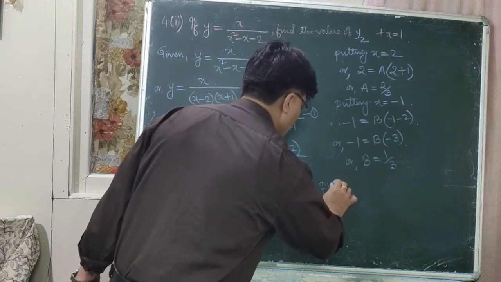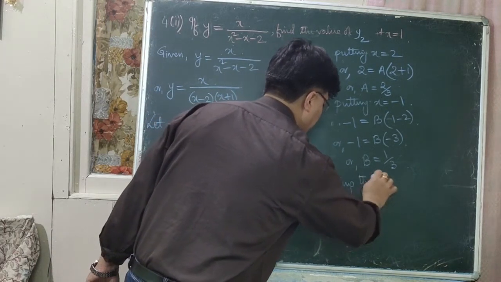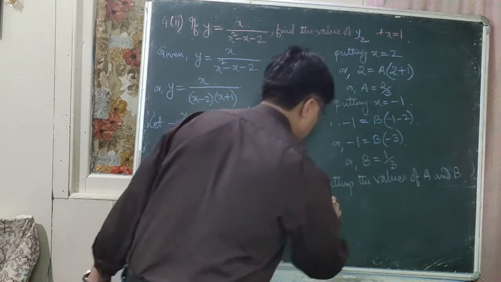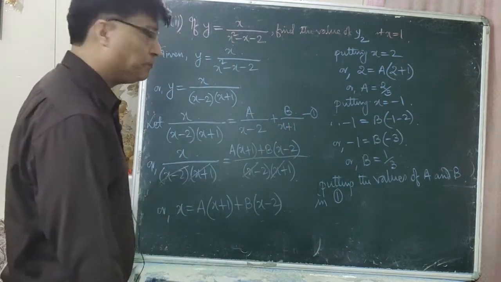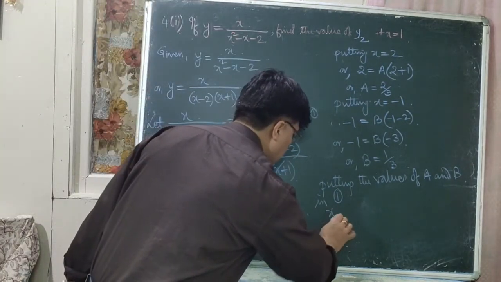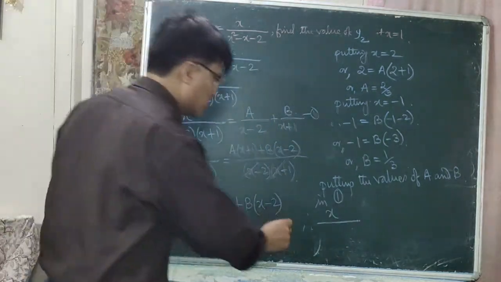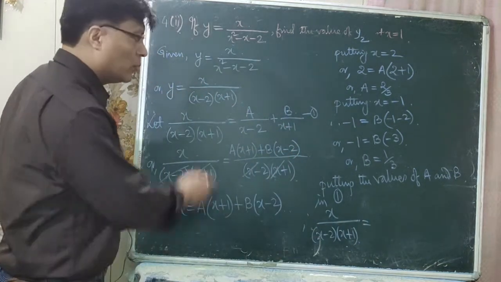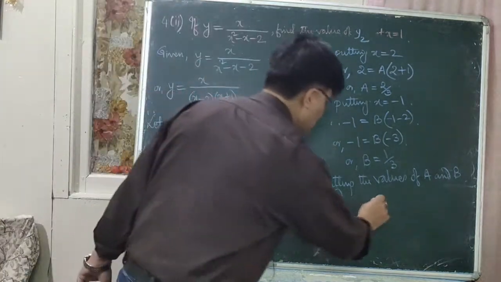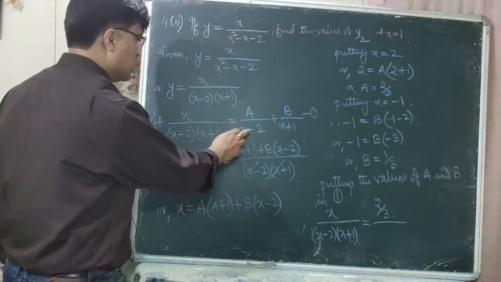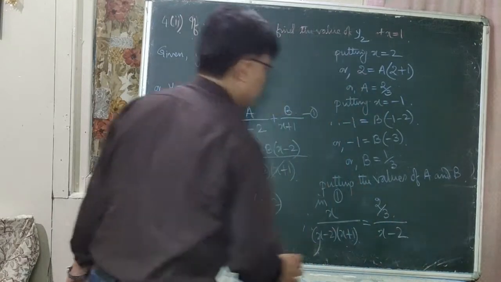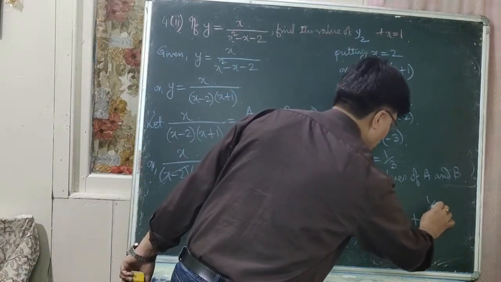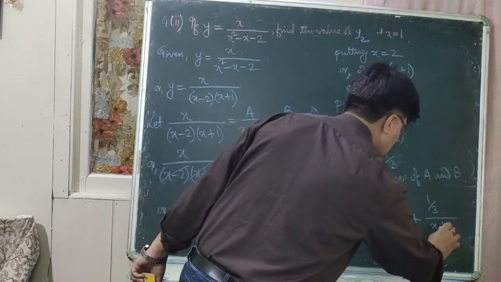Putting the values of A and B in number 1, therefore x upon x minus 2 into x plus 1 is equal to, what is capital A? Capital A here is 2 by 3. 2 by 3 divided by the first factor, x minus 2. Then plus, what is the value for capital B? It is 1/3. 1 upon 3 divided by x plus 1.